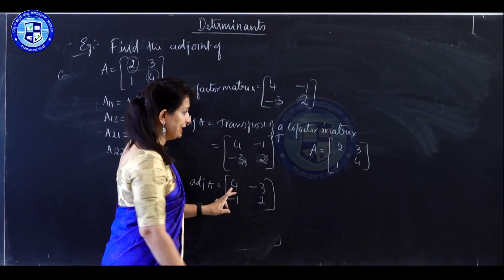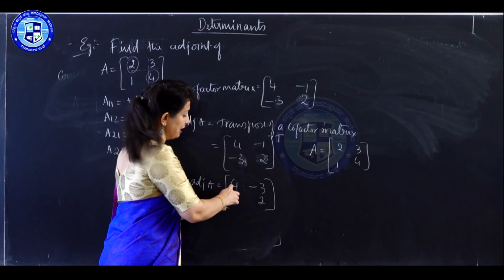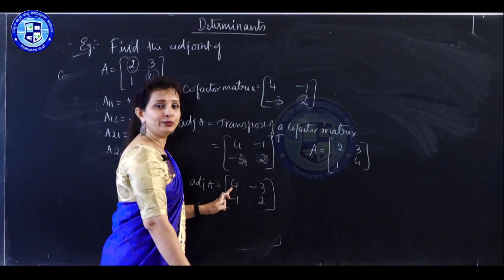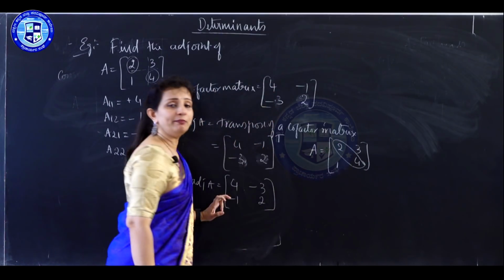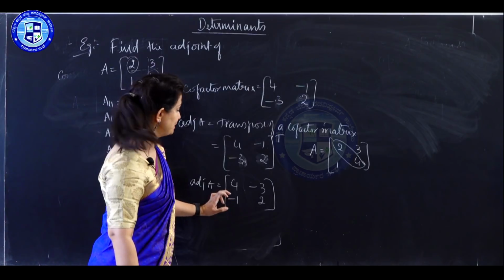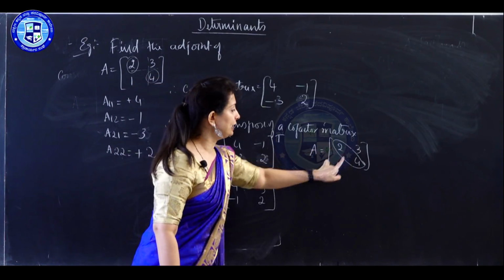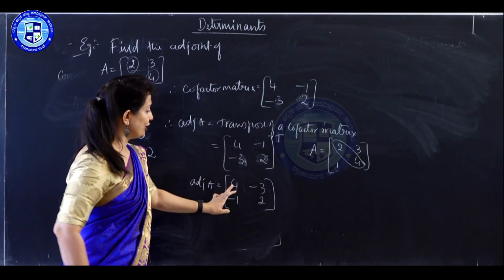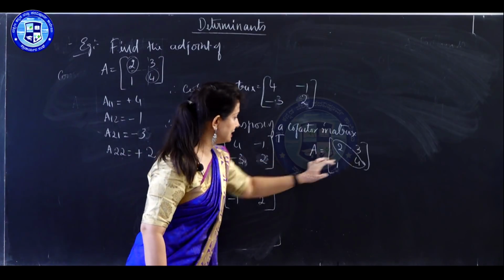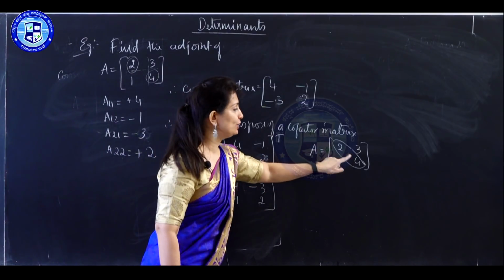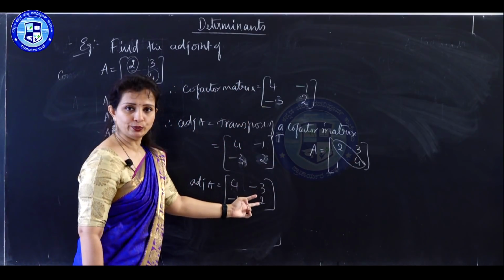What is adjoint A? 4 and 2. Here 2 and 4 are the diagonal elements. For adjoint A, it is 4 and 2. That means you need to interchange the elements of the principal diagonal. Observe adjoint A and A carefully. A is 2, 3, 1, 4. Adjoint A we got is 4, minus 3, minus 1, 2. So when you interchange the diagonal elements, 2 and 4, you will get 4 and 2.